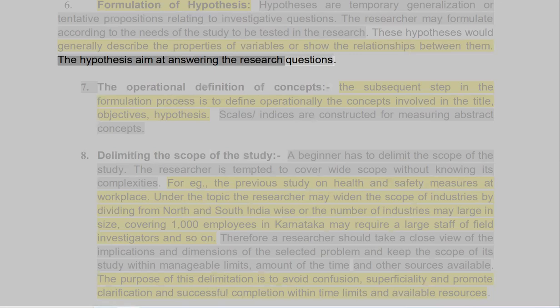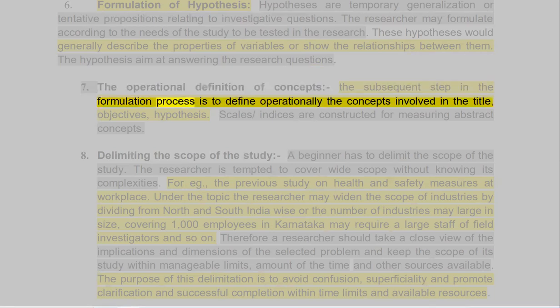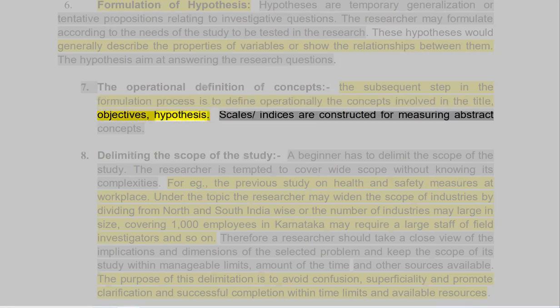7. The operational definition of concepts. The subsequent step in the formulation process is to define operationally the concepts involved in the title, objectives, and hypothesis. Scales and indices are constructed for measuring abstract concepts.